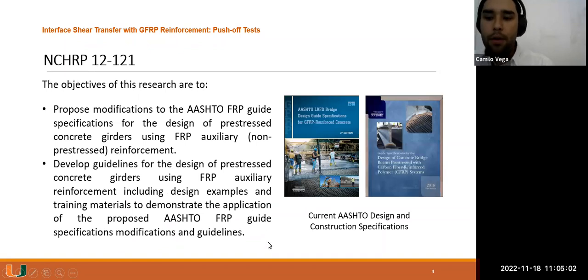So the overall objectives of this research are two. Basically, we want to propose modifications to the AASHTO FRP guide specification for the design of pre-stressed concrete girders using FRP auxiliary reinforcement. And also we want to develop guidelines for the design of pre-stressed concrete girders using FRP auxiliary reinforcement, including design examples and training materials to demonstrate the applications that we want to propose in the first objective. So these are the current AASHTO design and construction specifications.